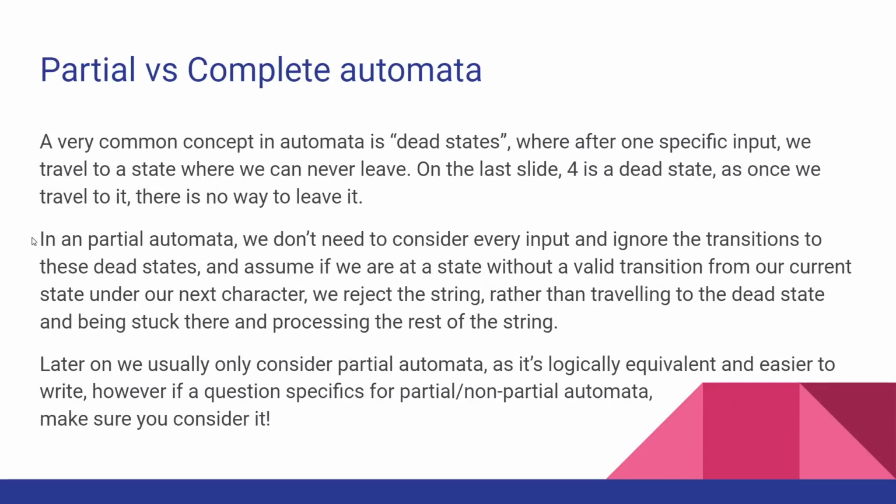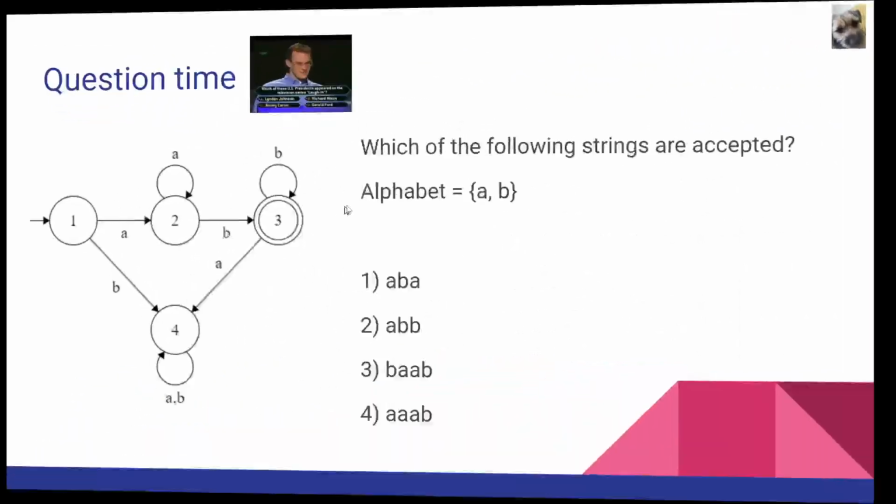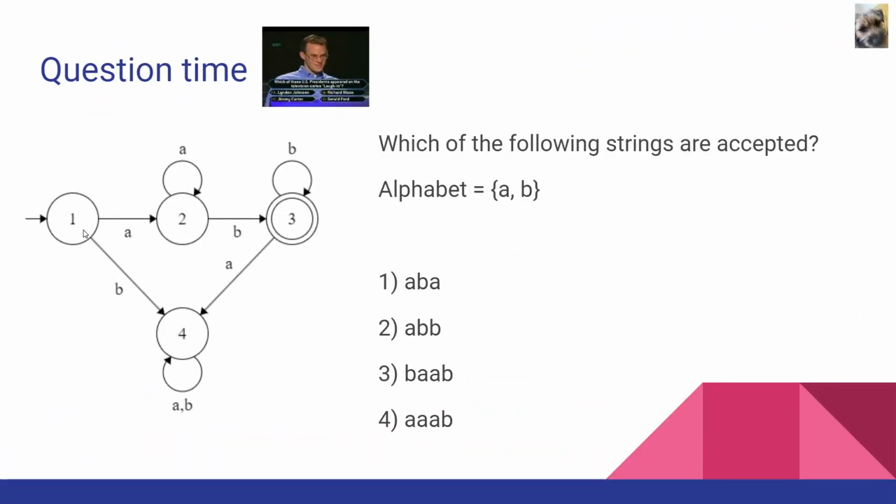In a partial automata, we don't need to consider every input. So here, our alphabet is AB, and from any state, we're specifically defining what happens after we go to A, and what happens after we go to B. And if you notice, we're never leaving out a specific input. And even the dead state has AB going in on itself. So the whole alphabet, once you're here, you're stuck.